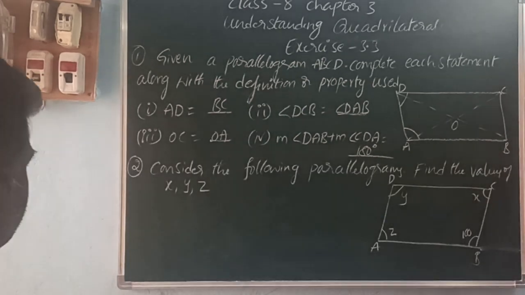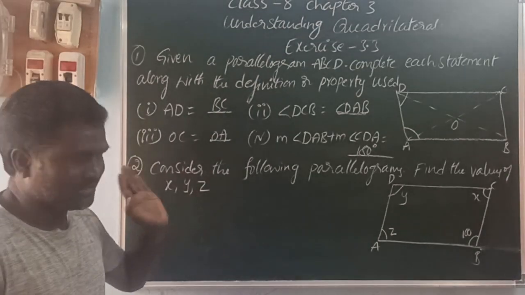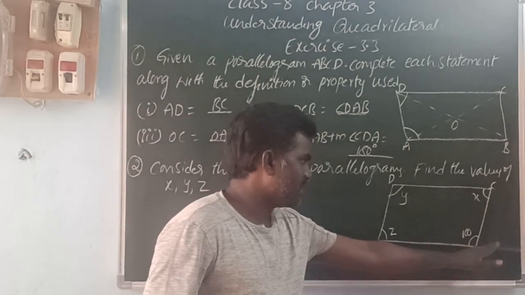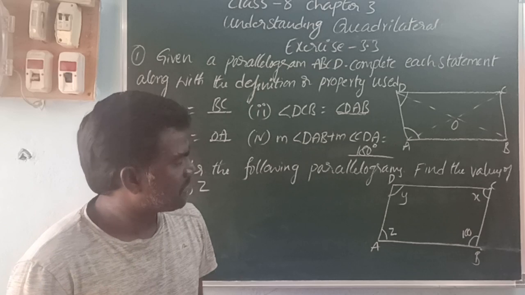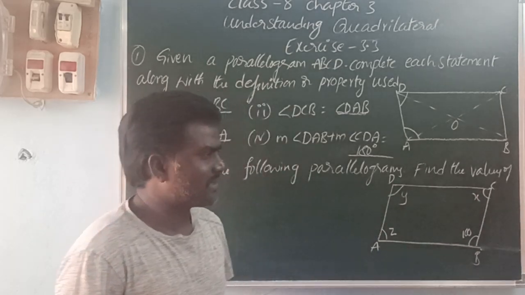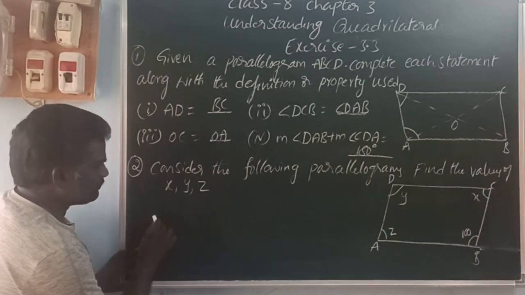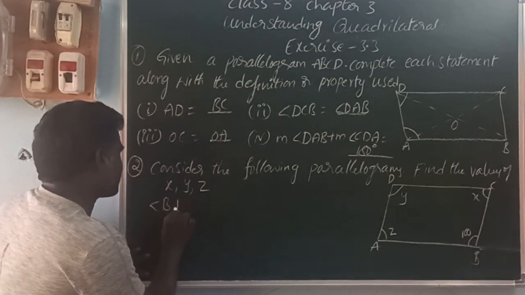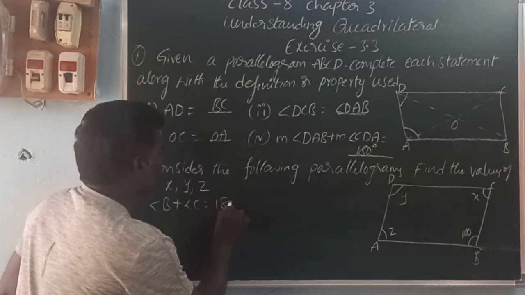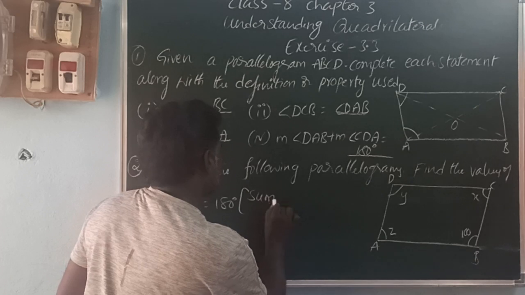Next, consider the following parallelograms. Find the values of x, y, z. Here ABCD is a parallelogram, and they ask us to find x, y, z. The sum of adjacent angles is how much? 180 degrees. So angle B plus angle C is equal to 180. Why? Because of the sum of adjacent angles.